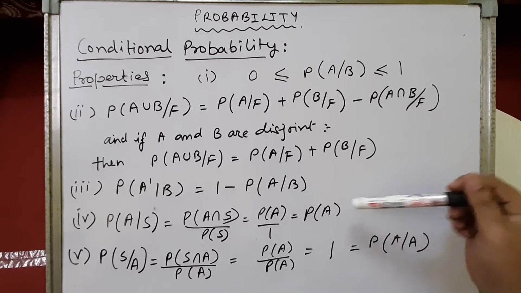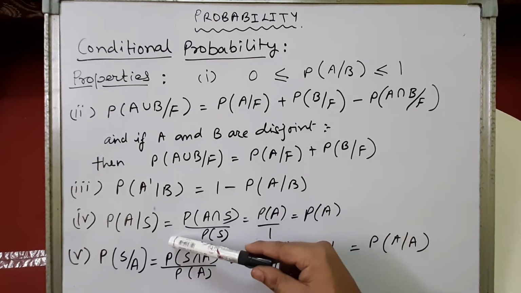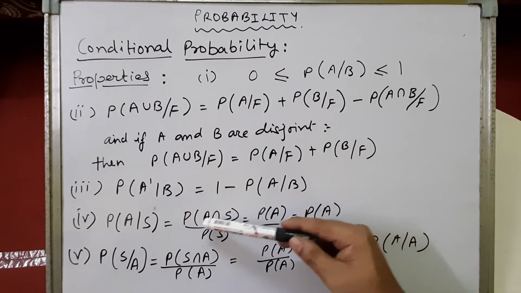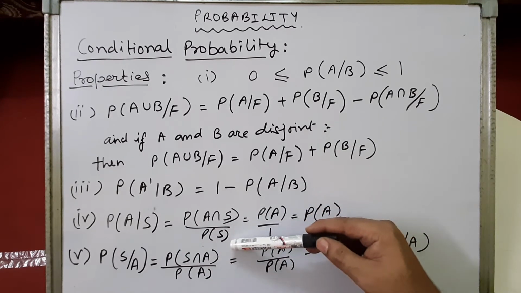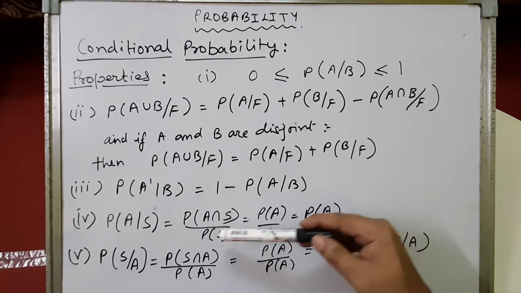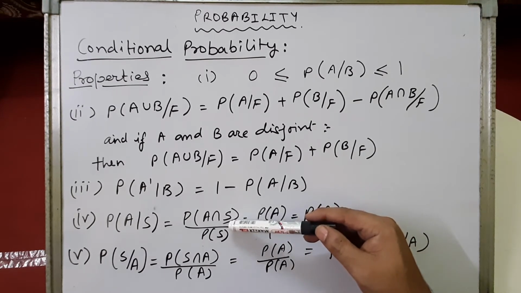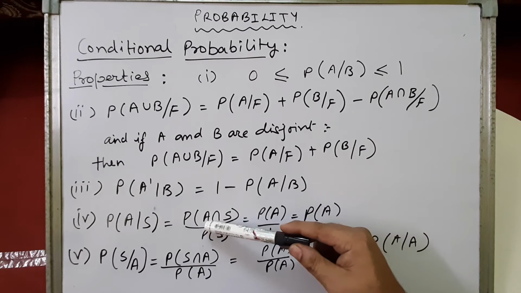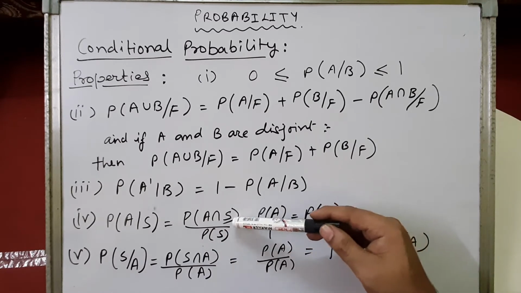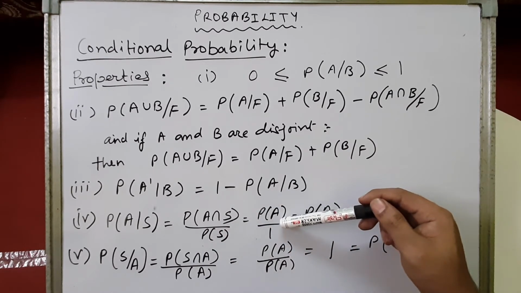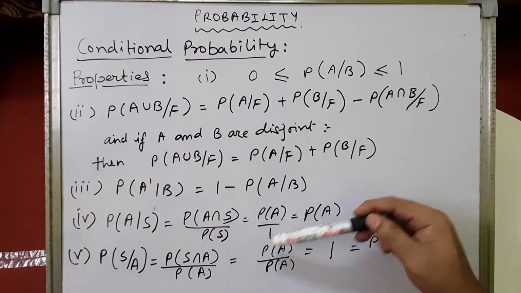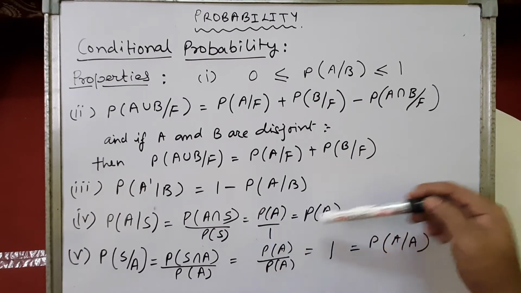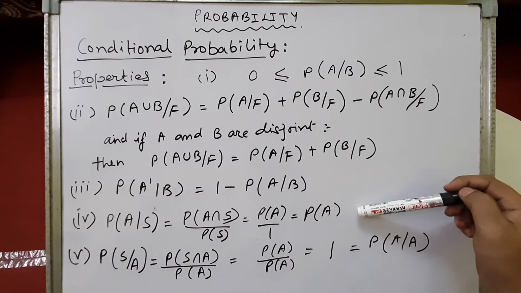Next, probability of A upon F. Now probability of A upon F we can write as probability of A intersection S upon probability of S. Here S is a sample space. So any event intersection with the sample space will give A. A intersection S will be A. So probability of A upon probability of the sample space, which is 1, we'll get probability of happening of event A.